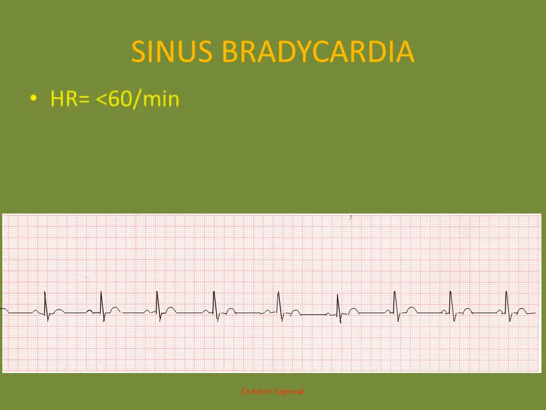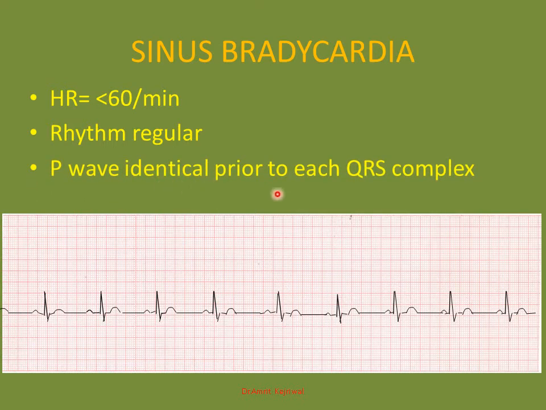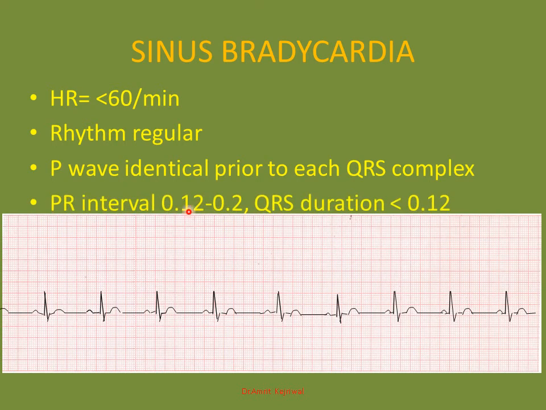Sinus bradycardia. The heart rate is less than 60. So you can see greater than 5 large squares. So the heart rate is less than 60. Rhythm is regular. The gap between these two QRS complexes is almost the same. P wave is identical prior to each QRS complex. PR interval is 0.12 to 0.2 second, and QRS duration is less than 0.12 second.